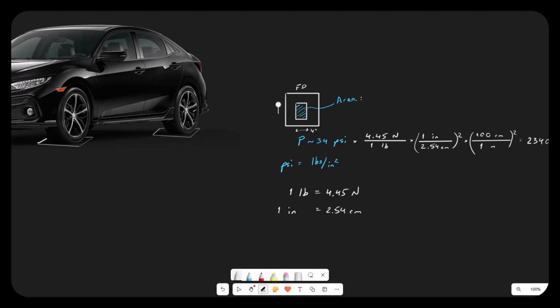4 inches, 6 inches, so I get an area of 24 square inches. I want that in square meters, so I'm going to go 1 inch, 2.54 centimeters, squared, 1 meter is 100 centimeters, squared, and I get 0.0155.